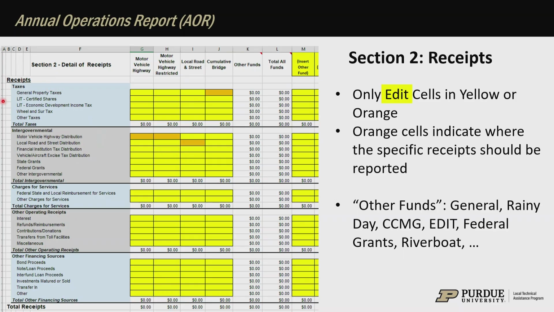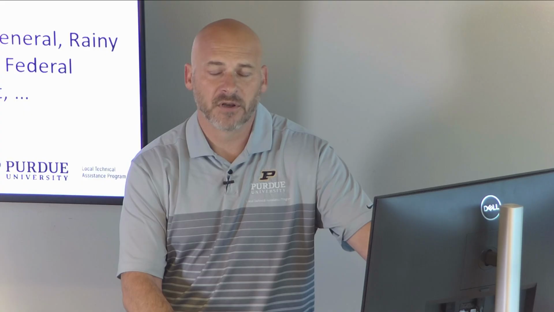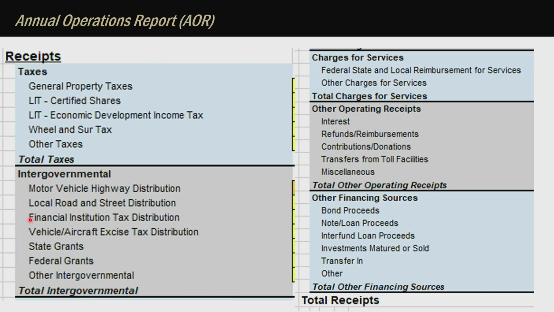And then what you'll see here, there are different sections. There's taxes, intergovernmental, charges for services, other operating receipts, and other financing sources. And in that instructions tab, it gives you detailed definitions and descriptions on what each of these sections mean, and also what the different state grants and federal grants are. There's more information in that instructions tab. That's why it's vitally important to go through that probably beforehand and then reference back to it as you're filling in the report. Here is just kind of a blow up of those 5 different sections.